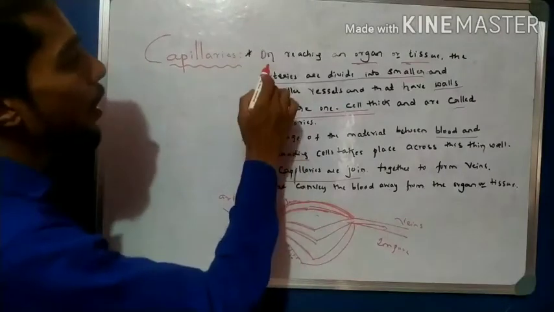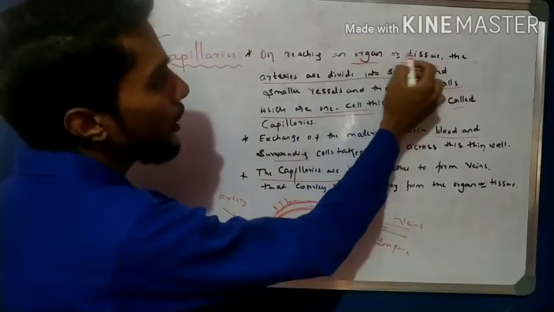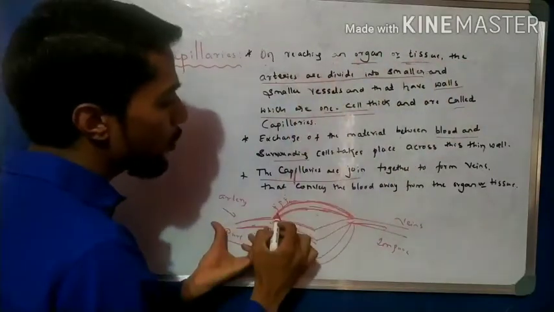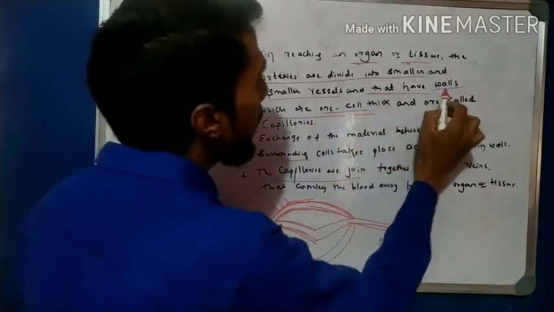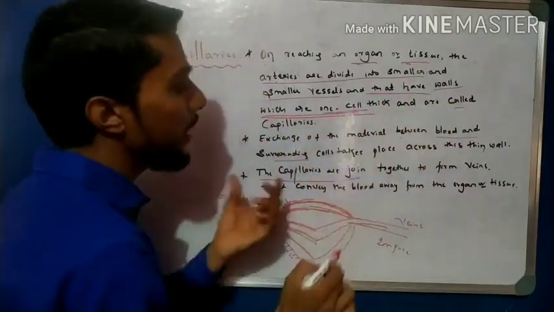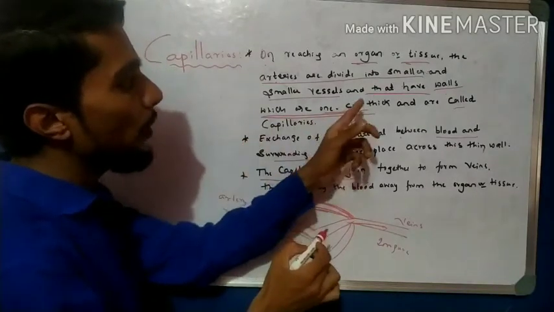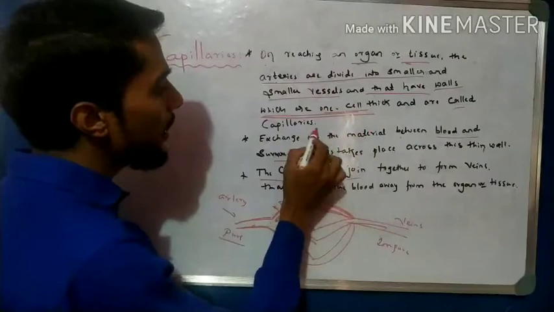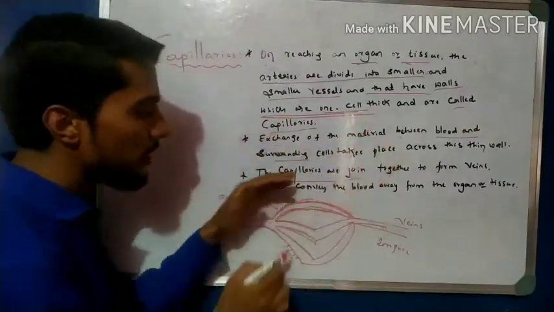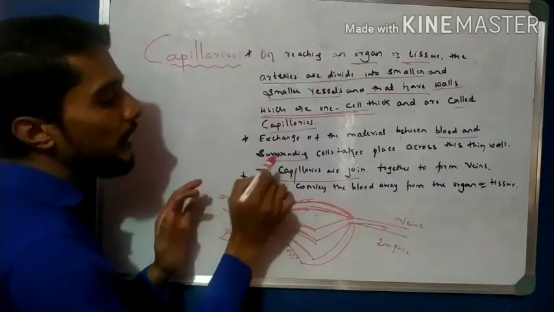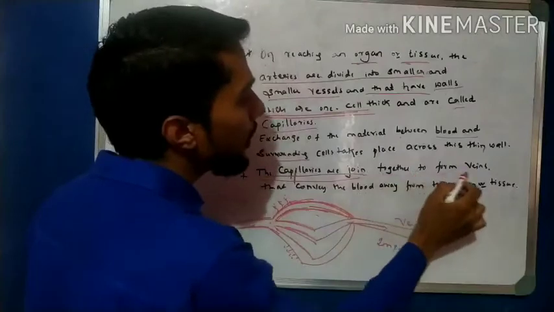So again, repeated: on reaching the organ, the arteries are divided into smaller and smaller blood vessels that have walls which are 1 cell thick. The vessel that is 1 cell thick is called a capillary. This is called capillaries. Again, the exchange of materials between the blood and the surrounding tissues is done by these capillaries. Next, the capillaries are joined together to form veins.